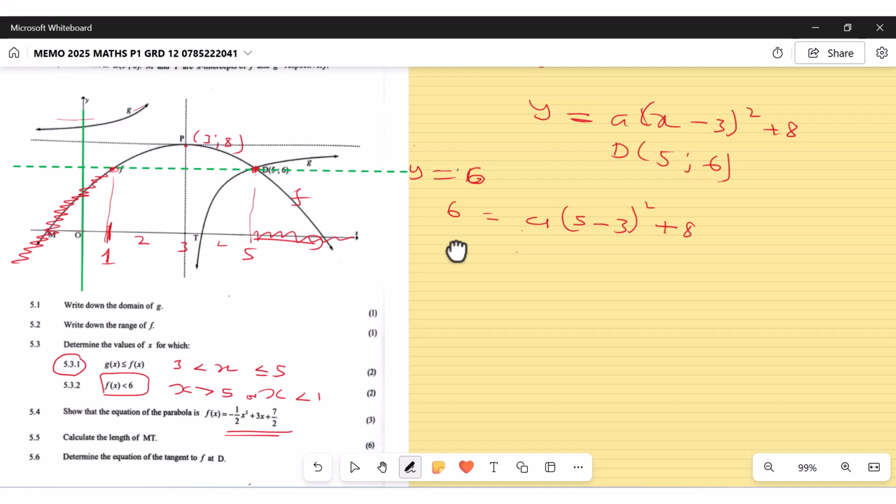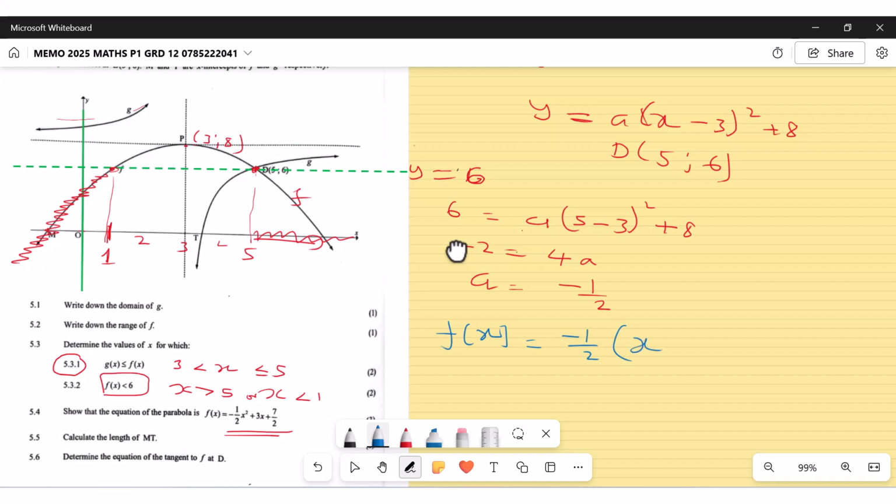That is a function f of x. Okay, will be given by what? By a, which is negative 1 over 2, open brackets x minus 3 bracket squared, then plus 8. So before I bring the negative 1 over 2, let me first expand this. I'm going to get x squared minus 6x plus 9, then plus 8 here.